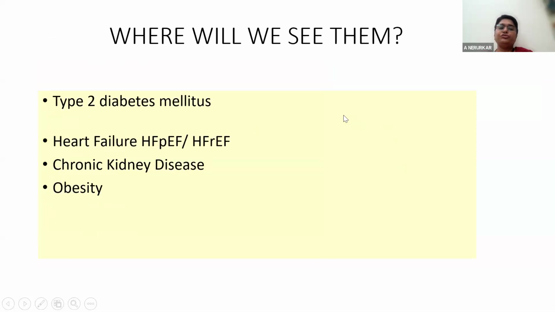So where do we need these drugs? Of course, commonly in type 2 diabetes mellitus, though now they have started exploring its use in type 1 diabetes mellitus as well. And these are the ones which we have to be careful about: heart failure with preserved ejection fraction or reduced ejection fraction, patients with chronic kidney disease, and in bariatric patients because it causes weight loss. It has also been explored for its use in obesity.